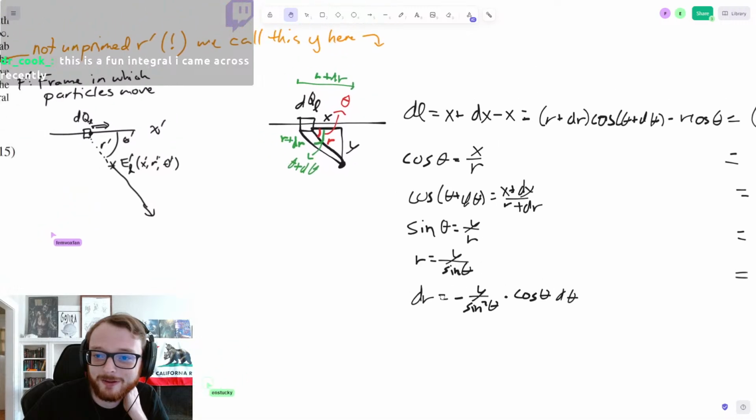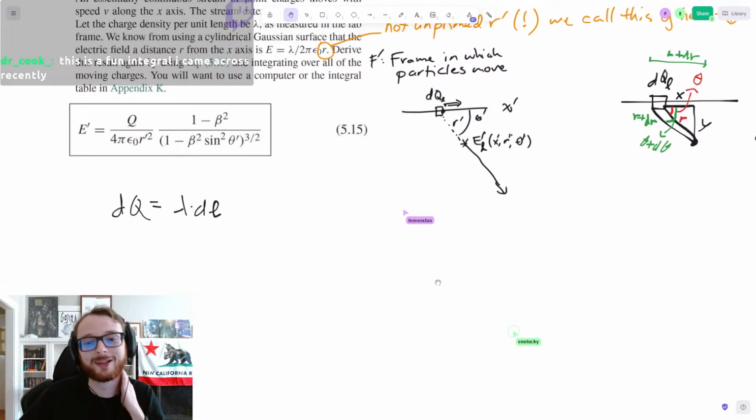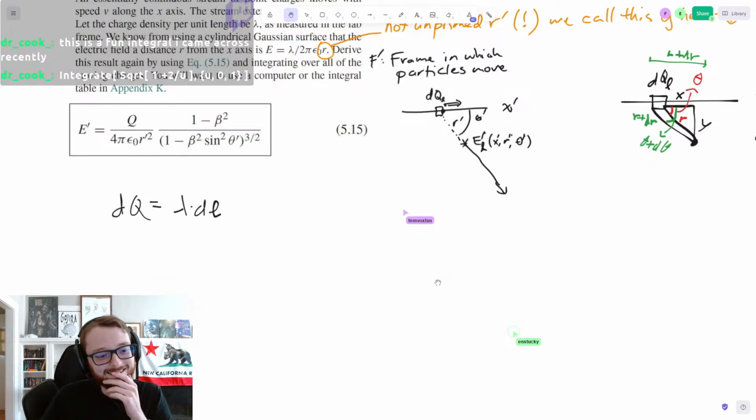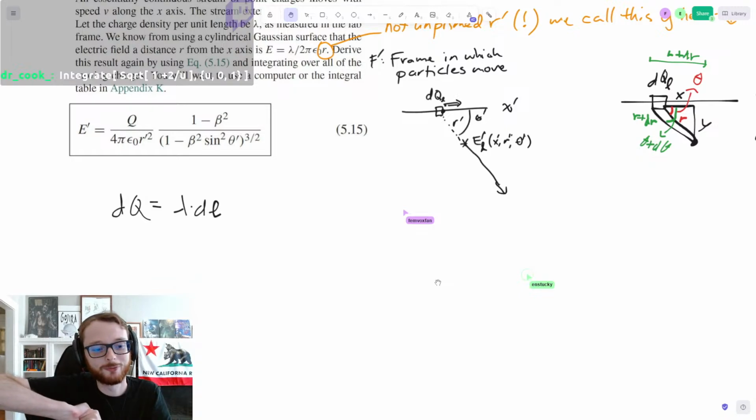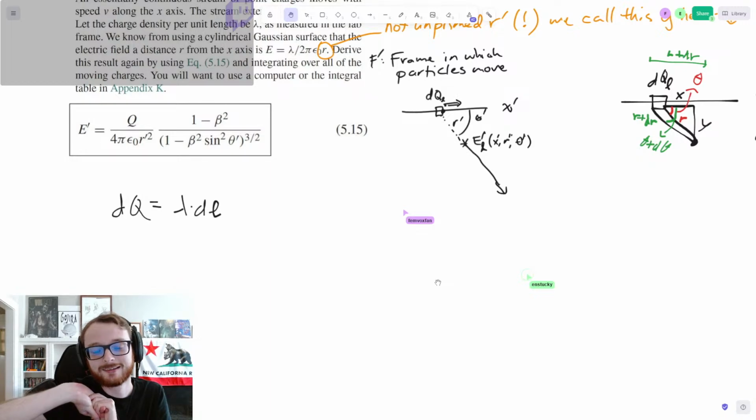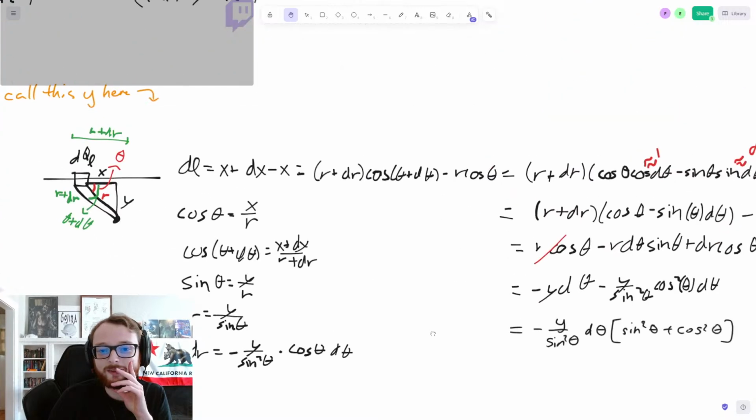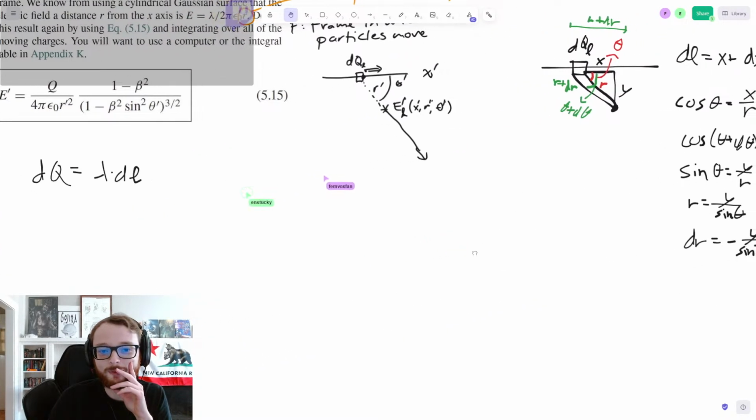Yeah, well, we're doing all this because... Okay, this is our DQ. Right, we still have... Okay. I assume there's a trig thing you can do in there. So... Okay, all of this is equal to DL, and we're seeing that DQ is lambda times DL.